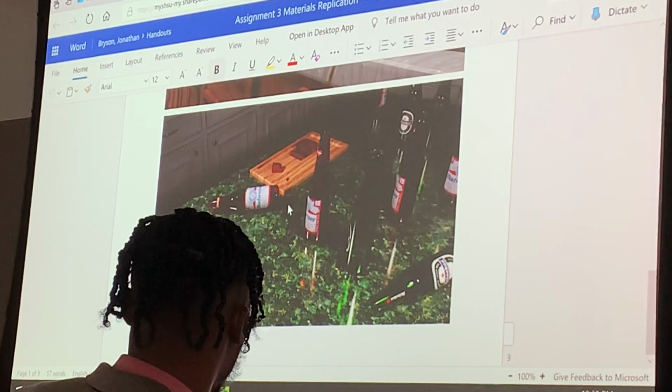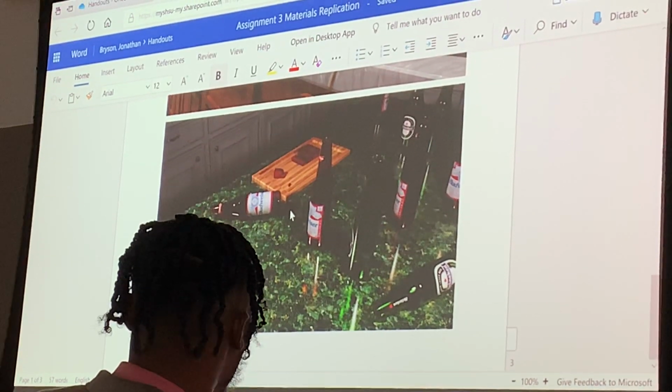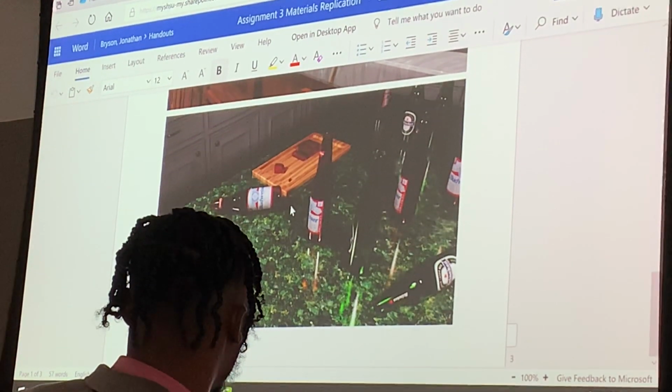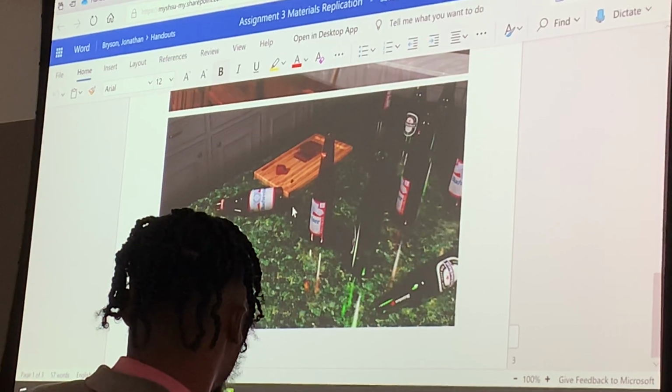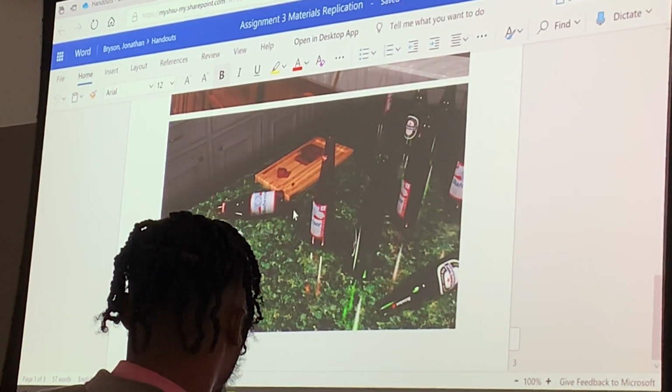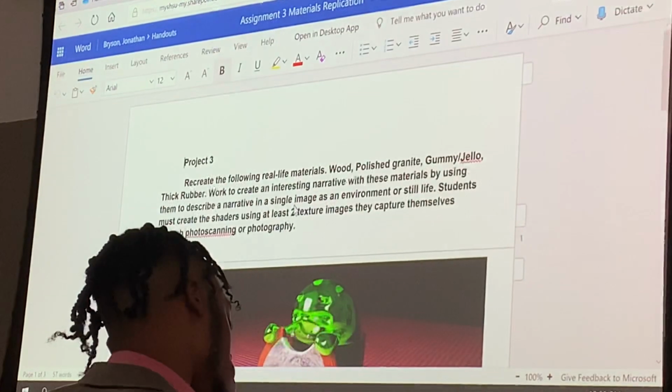And then we have this other one with jello shots and it was like a party, or like a beer party or something like that. So you've got the aftermath of it. So anyway, that's kind of what I'm looking for.